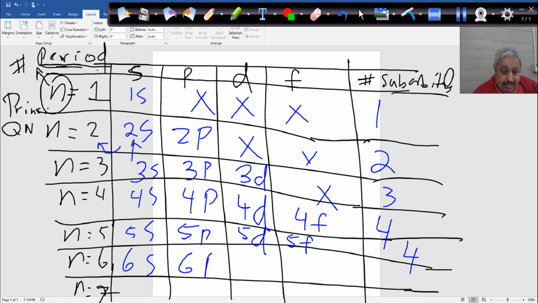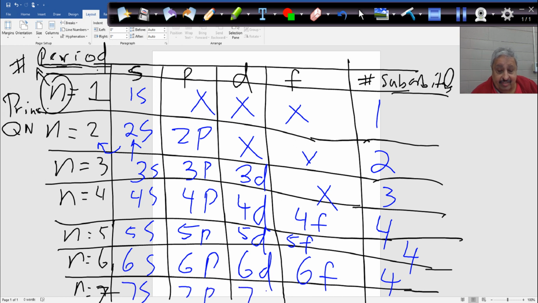6s, 6p, 6d, 6f. This is 4. 7s, 7p, 7d, 7f, and this is 4. Now, if we have more than 7 periods, after f will come g. If we have an eighth period, we have 7 columns called groups. In the old one, and this one here is 18 groups in the new one. In the old one, it is 8 A main groups and 8 B transition groups.